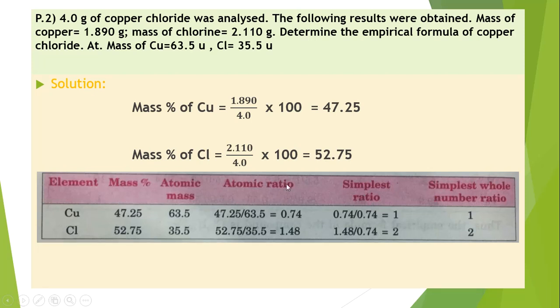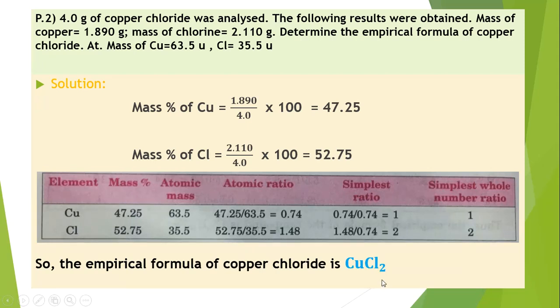Now you have to do the other step, that is the simplest ratio. How you get it is, the atomic ratio should be divided by the least value among them. So you have to do 0.74 divided by 0.74, you are getting 1. The next one is 1.48 divided by 0.74, which is equal to 2. Now these two are the simplest whole number ratios. With this we can write the empirical formula, that is Cu1 and Cl2. So the empirical formula of this compound is CuCl2. Now in this question we are asked to write only the empirical formula, so we have to stop with this problem.